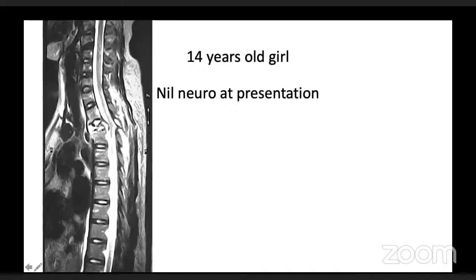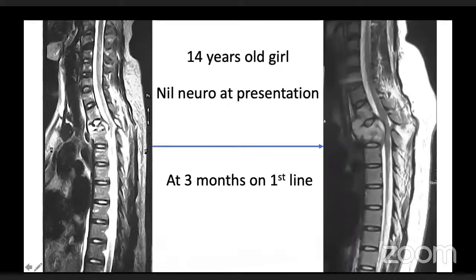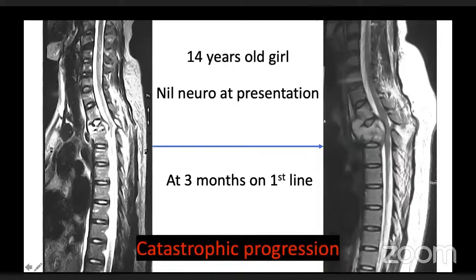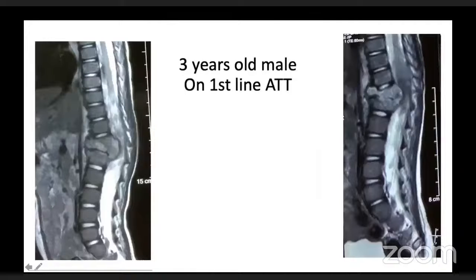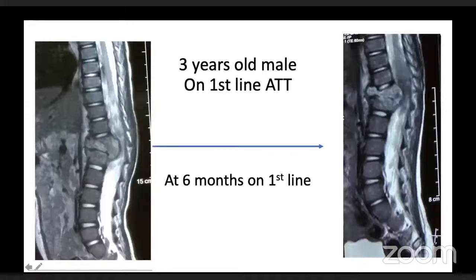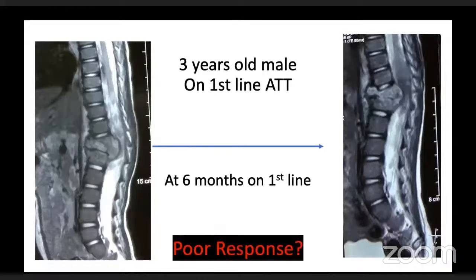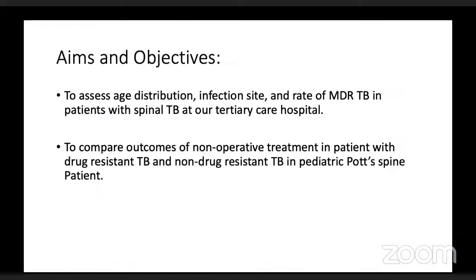This is the case of a 14-year-old female child who is nil neuro at presentation, and at 3 months of starting first-line treatment, this is her MRI. It suggests catastrophic progression. This is the case of a 3-year-old male child who was on first-line treatment for 6 months, and this is his MRI at 6 months, which suggests poor response or no response.